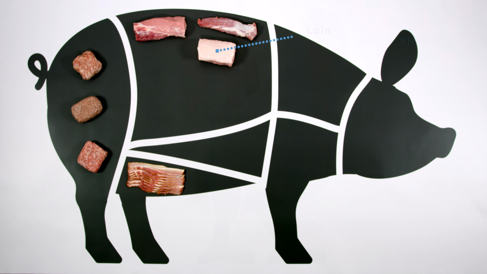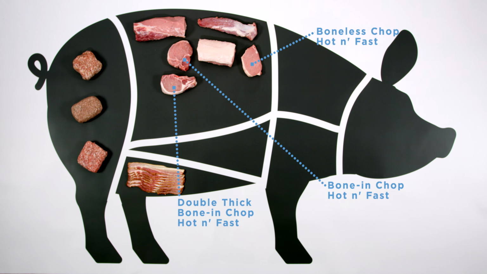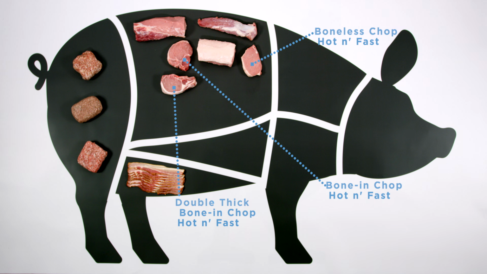Below we see the pork loin. Lean, tender, quick cooking. It does have a tendency to dry out, so a brine or some additional fat goes a long way. From the loin we have three versions of chops. We have the boneless chop, a bone-in chop, and then of course the double thick bone-in chop. Now chops tend to be lean as well, but the addition of a bone adds some nice elements to the eating experience.